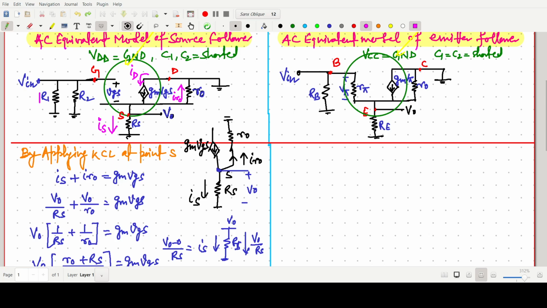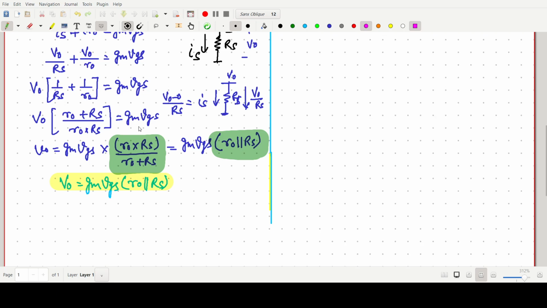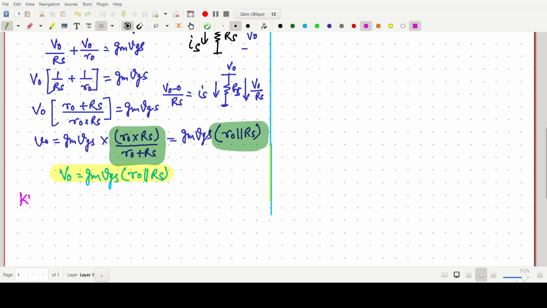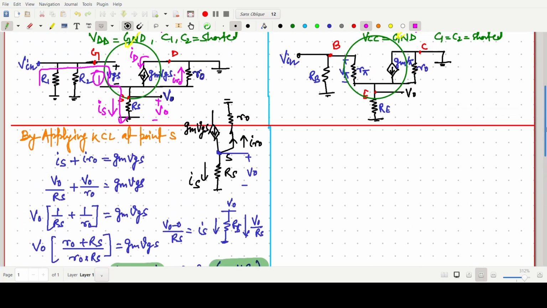For this purpose, we are writing a KVL equation in this loop. Say loop 1. If we apply KVL in this loop, what we can write: V in minus VGS minus V naught, because this one is our V naught. So one can write simply KVL in loop 1: V in minus VGS minus V naught equals 0. So V naught equals V in minus VGS. Okay, is it clear up to this point?